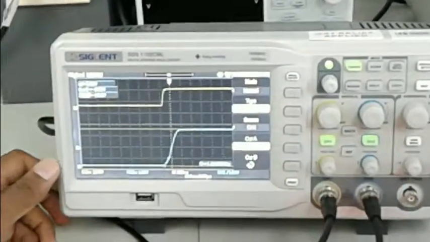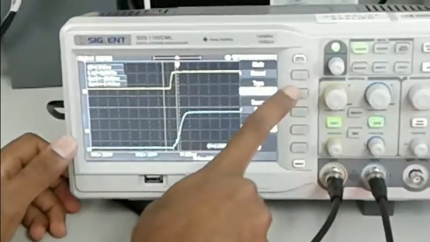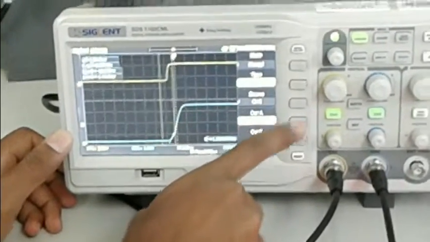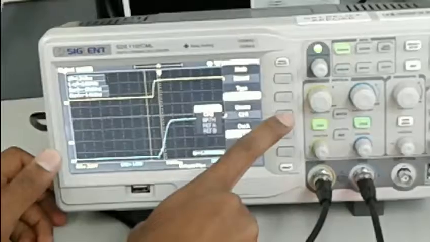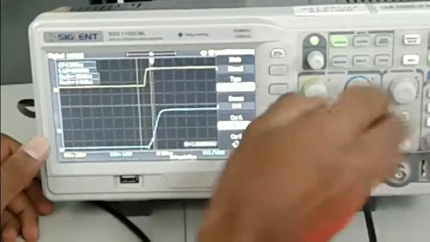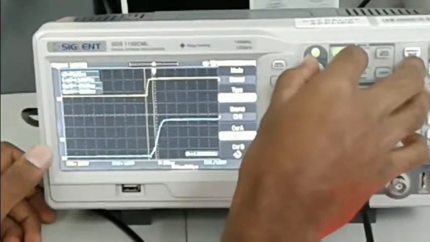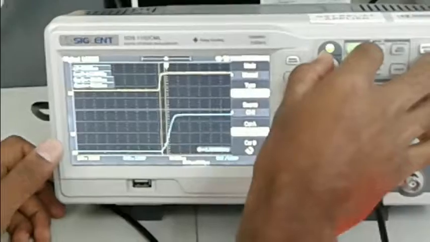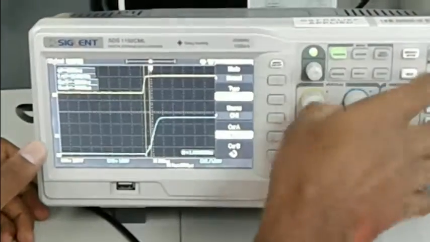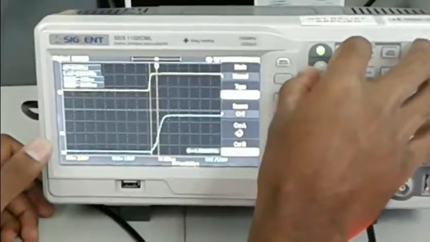Now we need to change the type to time so that the cursors are set vertically. So now it's channel 1, yes. For the first cursor, we must adjust it to be in the middle of the curve in the yellow graph. And for cursor B, we do the same thing, but for the blue graph, right in the middle of the curve.